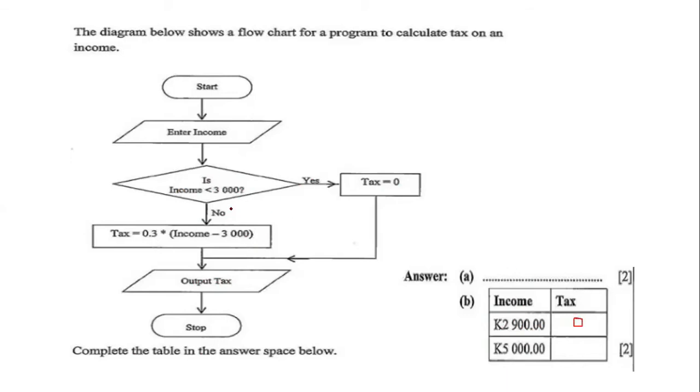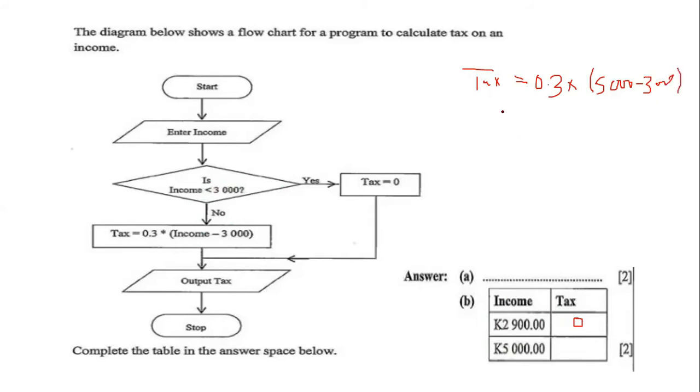ZRA is actually using this method to calculate the tax on people that are working, whether in government or in the private sector. So that is what. Now, is the income less than 3,000? If no, of which here 5,000 is not less than 3,000, so to calculate the tax, we are going to say tax is equal to 0.3 multiplied by, in the brackets, income, of which under income we have 5,000. So 5,000 minus 3,000.